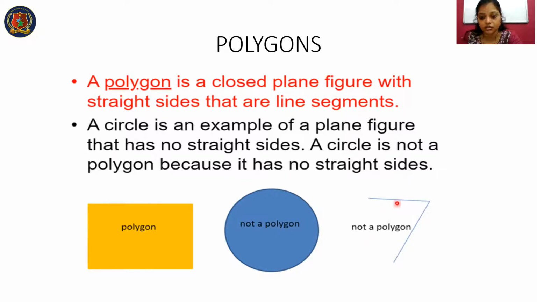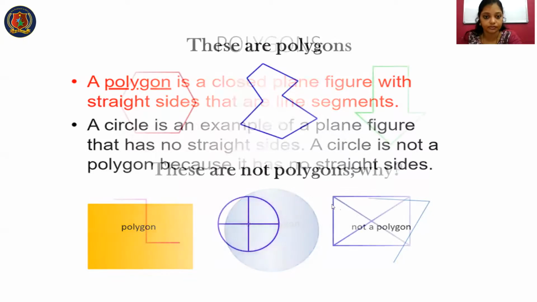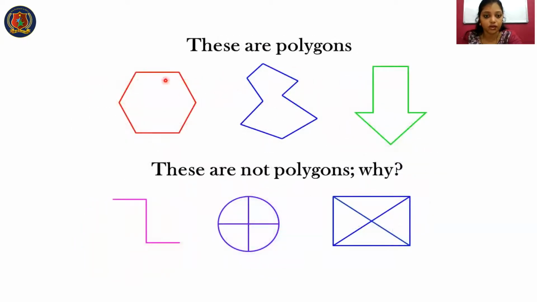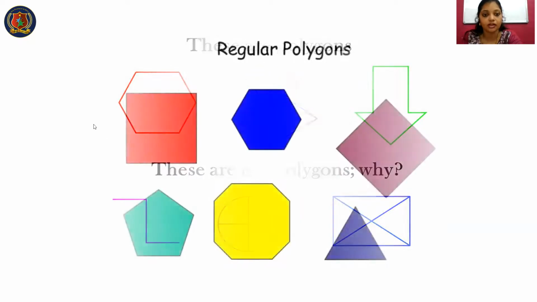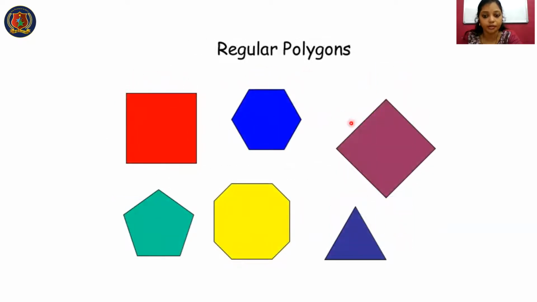This one is also not a polygon because it is not closed. All the sides are supposed to be covered with straight lines. That is called a polygon. So these are polygons, children. All are straight lines and fully closed. This is also a polygon, and this arrow mark is also a polygon. These are all polygons and these are not polygons. Here we have a curved shape, and here it is open. These are examples of non-polygons. Now, regular polygons. A regular polygon is a shape that has a name, such as triangle, square, rectangle, and so on.